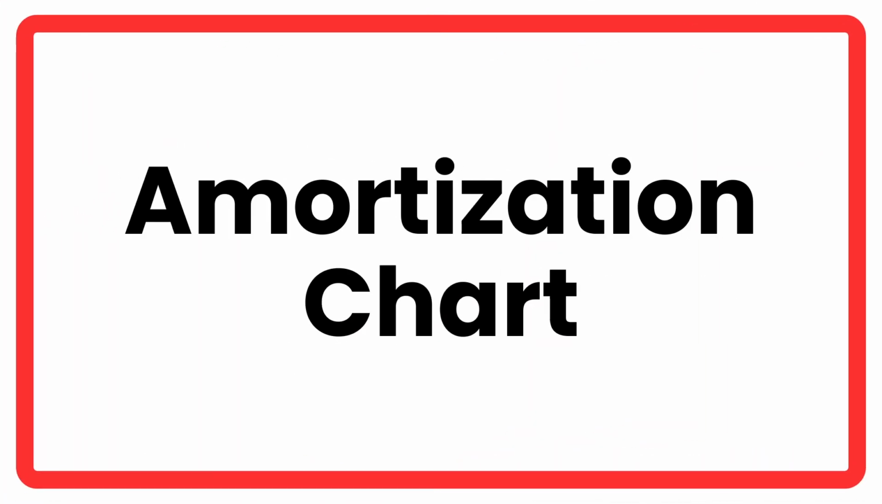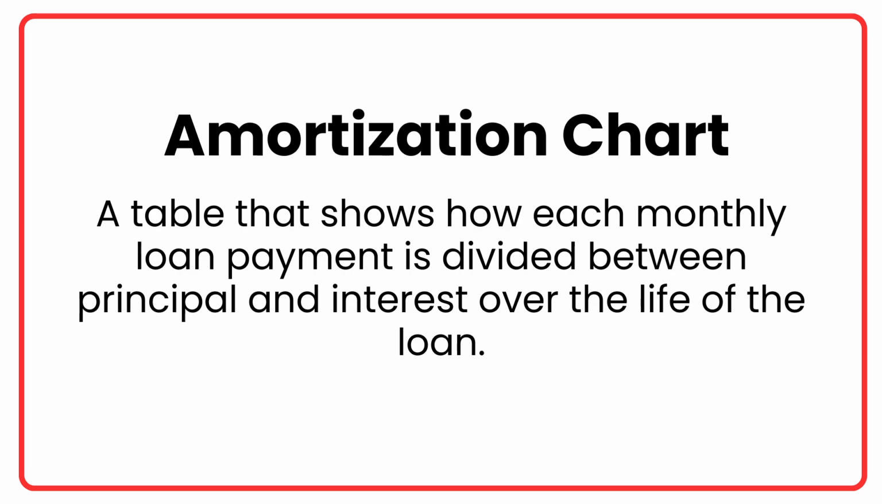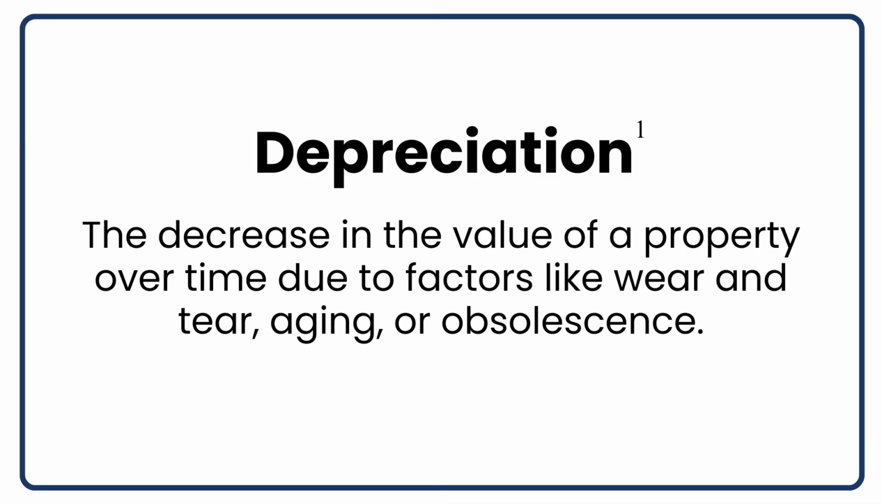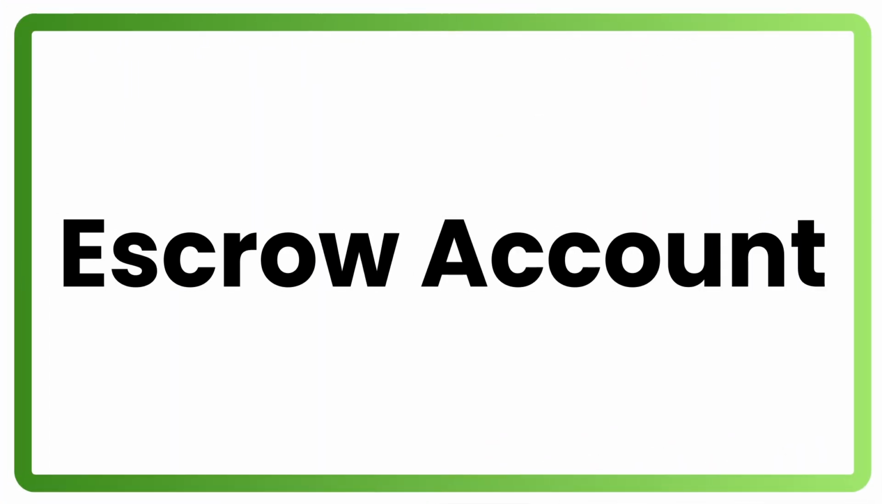Amortization chart. An amortization chart is a table that shows how each monthly loan payment is divided between principal and interest over the life of the loan. Depreciation. Depreciation is the decrease in the value of a property over time due to factors like wear and tear, aging, and obsolescence.